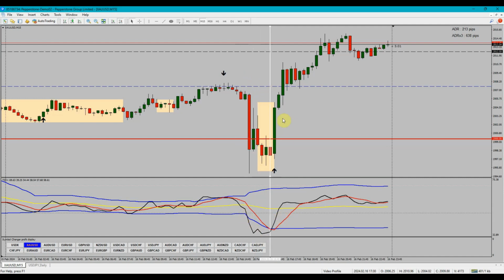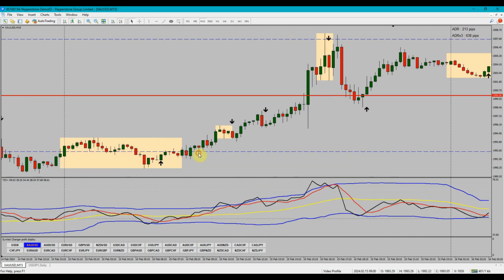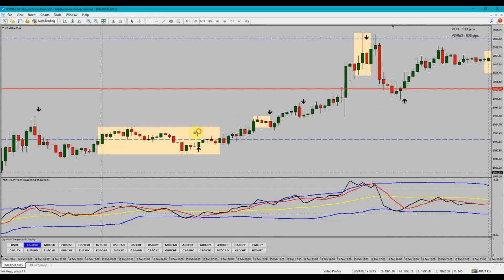Once again, you have a beautiful shark fin, and then price came and closed above the market baseline on this candle. It pulled you back about 31 pips, and then you had over 40 pips to capitalize on to the upside.